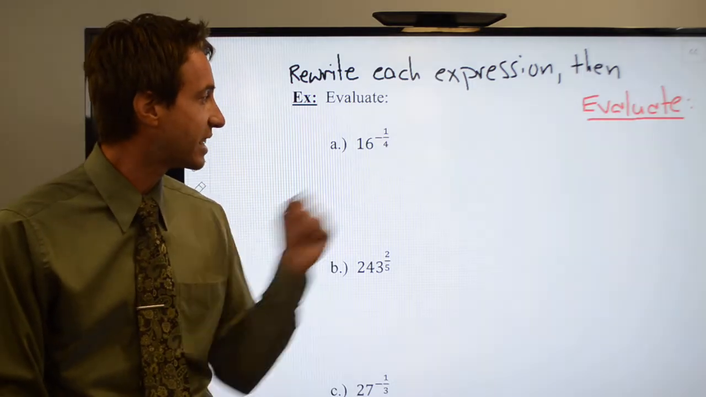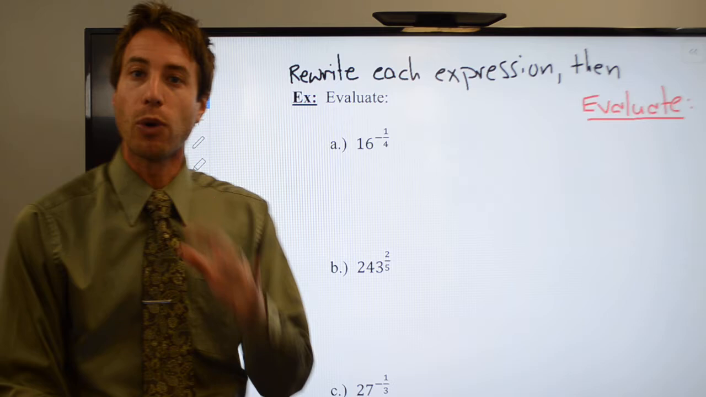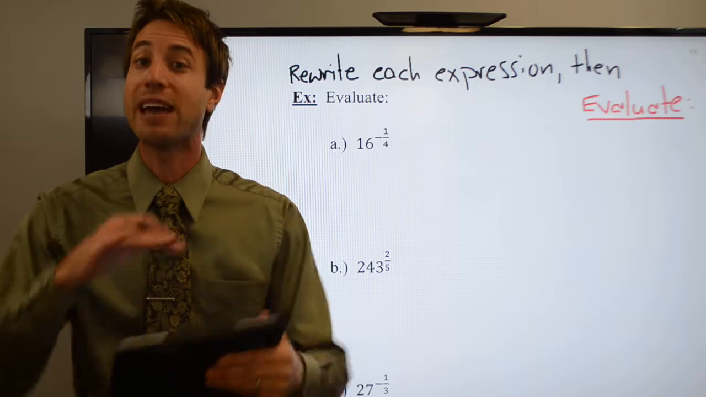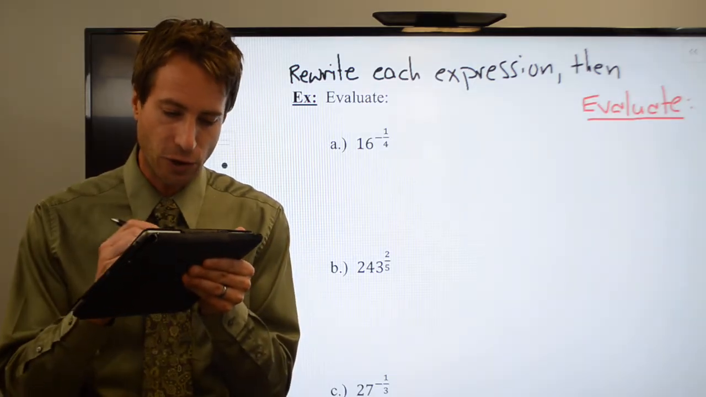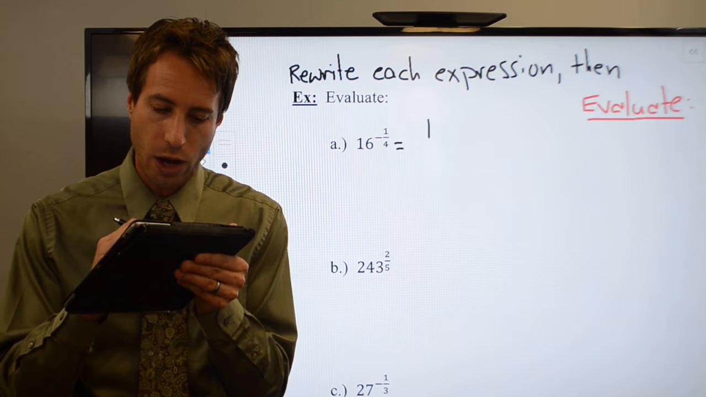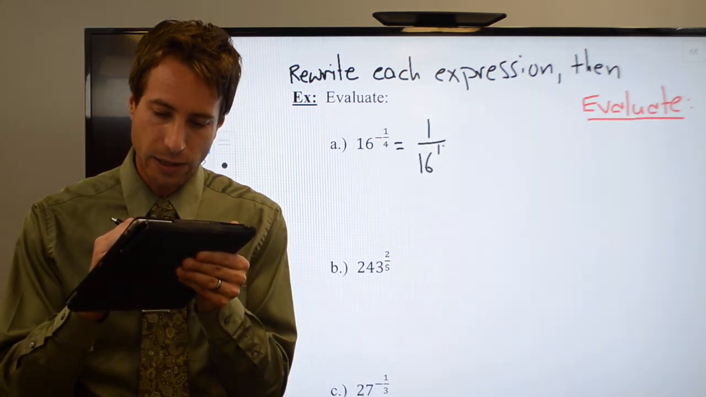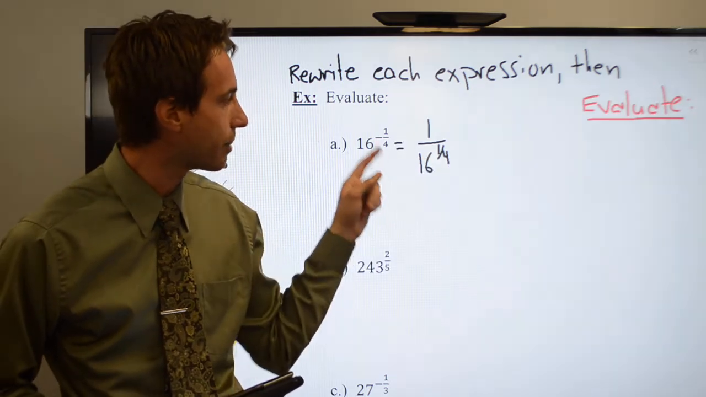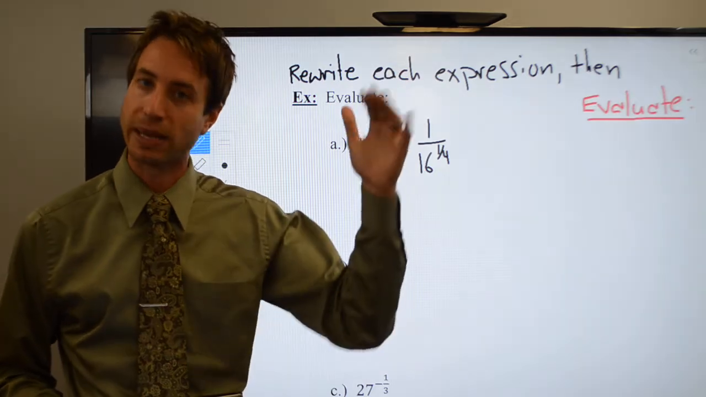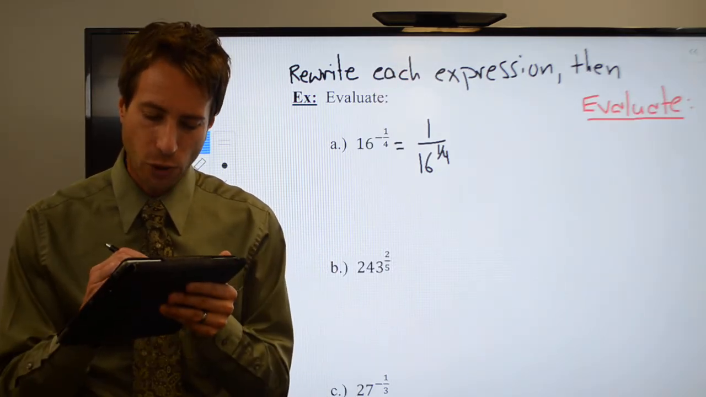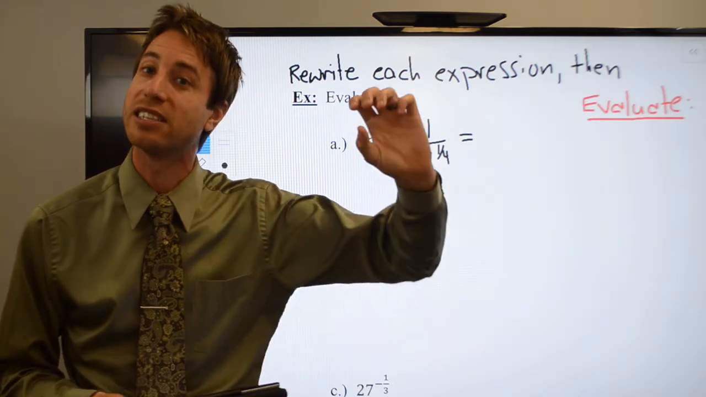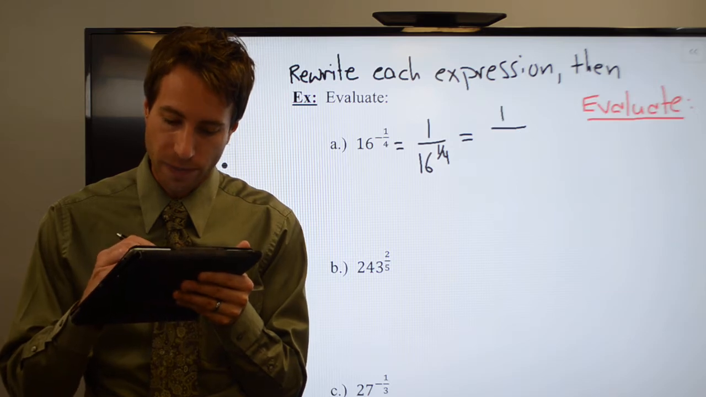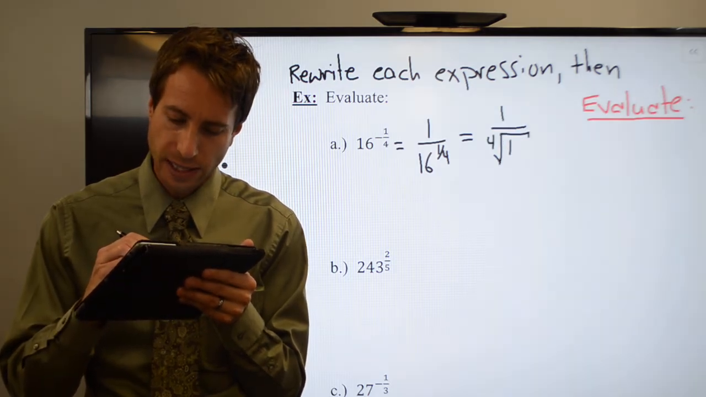The first one I've given you is 16 to the negative 1/4. The first thing I need to do is I have a negative exponent, and that's no bueno. So we're going to take it to the bottom and rewrite it as a positive exponent. I'm going to rewrite this as 1 over 16 to the 1/4 power. When I take the whole thing to the denominator, the sign of the power changes, from negative 1/4 to positive 1/4. And then the denominator, the 4, becomes the index of the radical. So this will be 1 over the 4th root of 16.